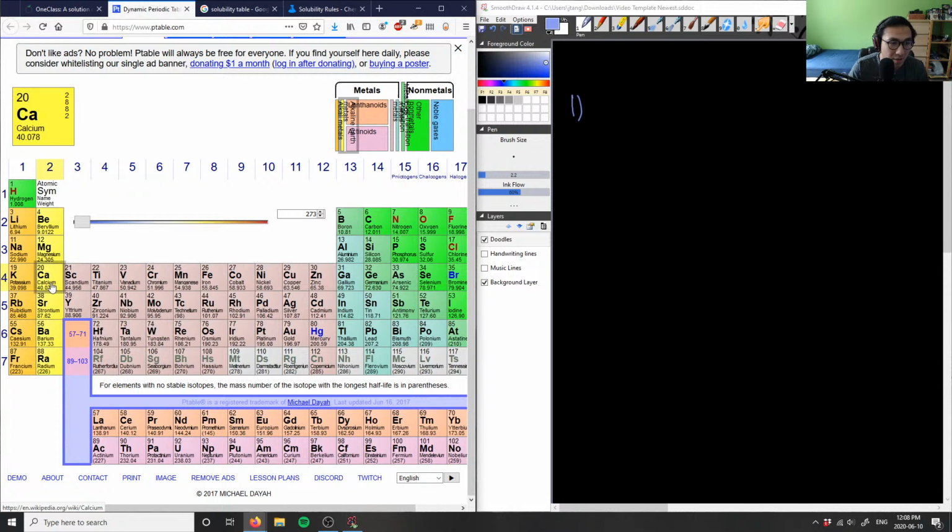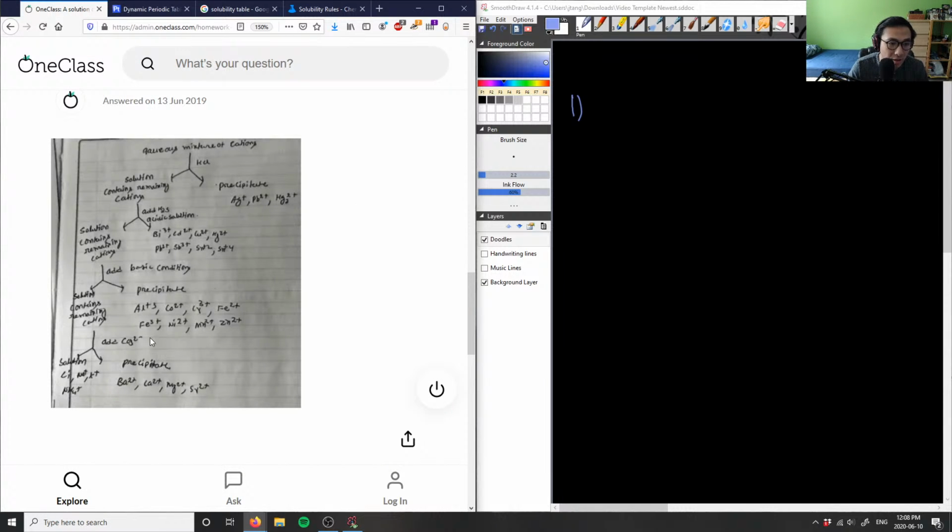Barium, calcium, magnesium, these are all group 2 metals, therefore they'll form a precipitate, and the other metals will be in solution. So for example, sodium, potassium, and ammonium are going to be in solution. So the solution here is correct.